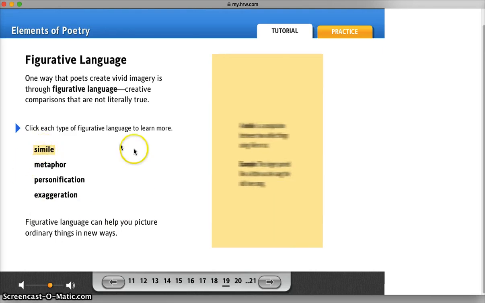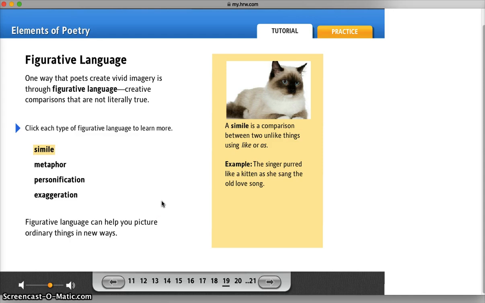Simile. Some of you, this is kind of a more common one if you've learned any poetry in the past. A simile is a comparison between 2 unlike things using like or as. The example here is the singer purred like a kitten as she sang the old love song. This example uses both like and as to compare a singer to a kitten. But a simile doesn't have to use both. It could have just said the singer purred like a kitten when she sang.